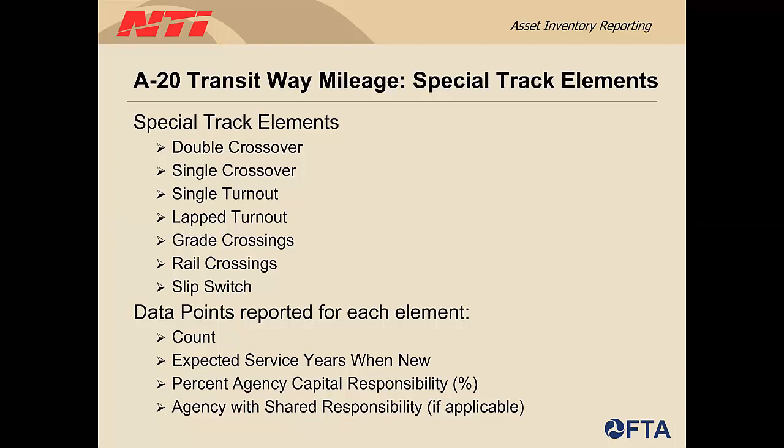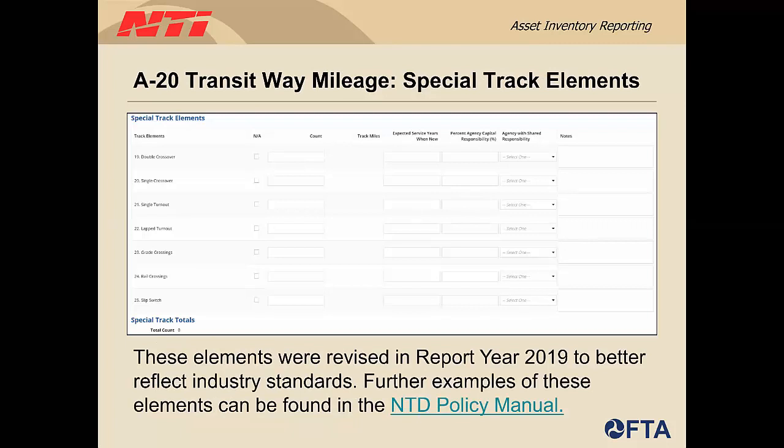If you do not have a particular special track element, please click the NA checkbox to indicate that there is no data to report. Here's a screenshot of what the form looks like on this special track element section. Like I said, these were updated in Report Year 2019, and you can find examples of each of these special track elements in the NTD policy manual.